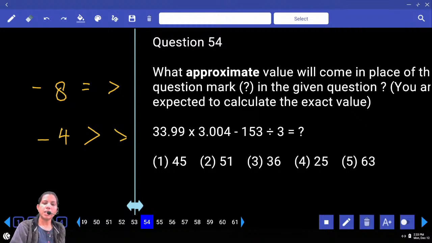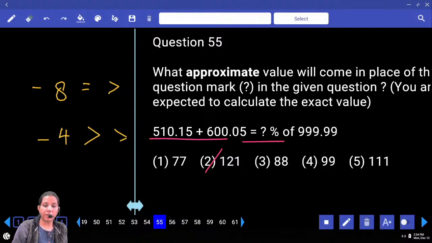కంప్లీటెడా? వాట్ ఈస్ 153 by 3? 51. వాట్ ఈస్ 34 into 3? 34 3s అన్నా 17 6 అన్నా ఒకటే కదా. 17 6లు వచ్చా రావా మనకి? అది రాకపోతే వేస్టే. 34 3s బెస్ట్. 34 3s ఎంత? 102. 51. రిమైనింగ్ ఈజ్ ఆల్సో 51. సెకండ్ ఆప్షన్.